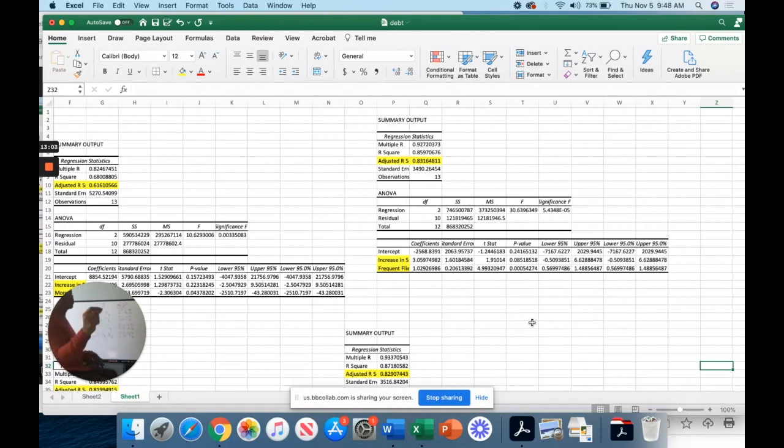Because the question would say which X variables, or which is the best model, helps you predict, in this case, the amount of debt that you have. Which is the best model? You only have 4 choices here.